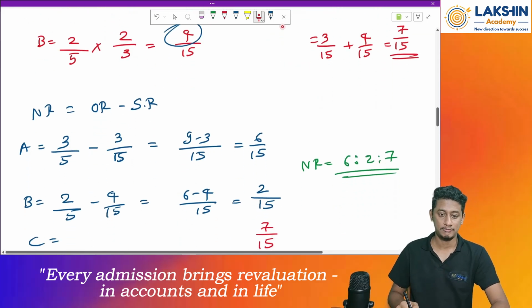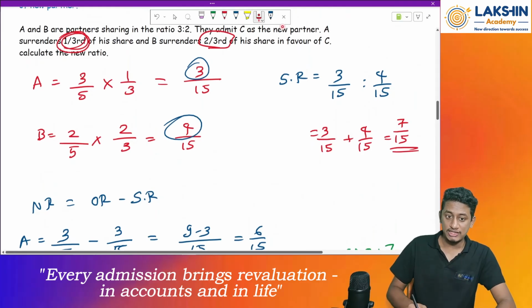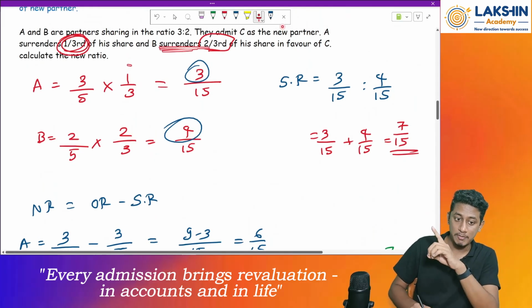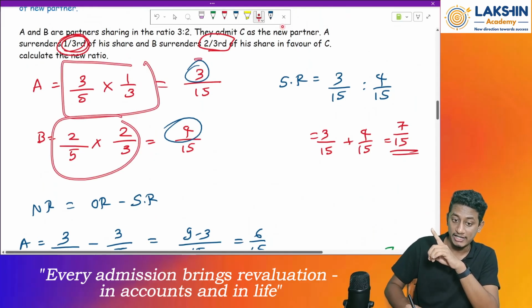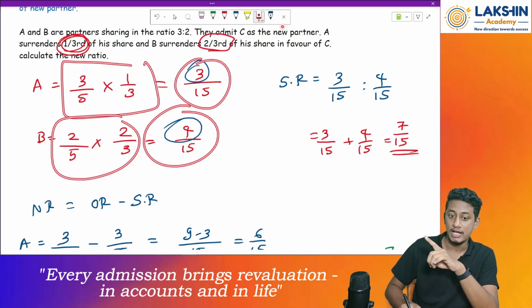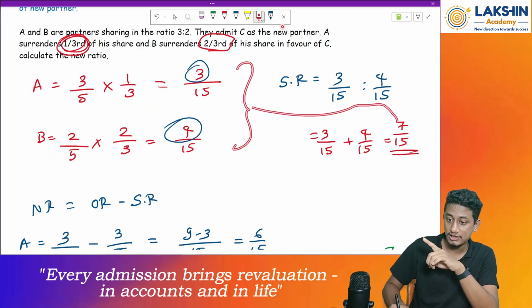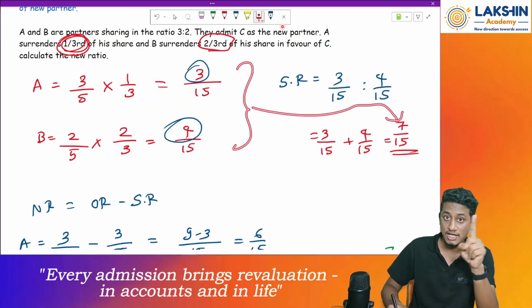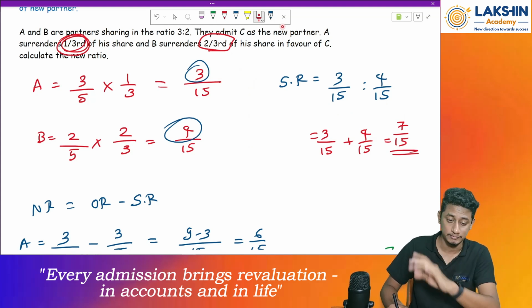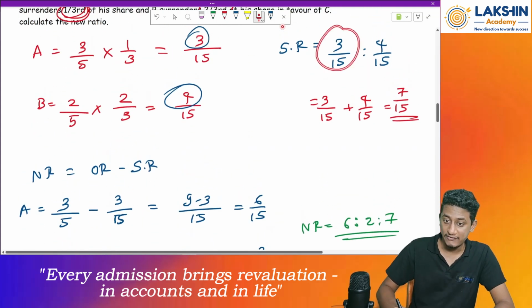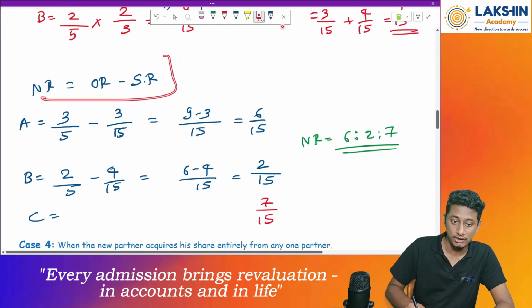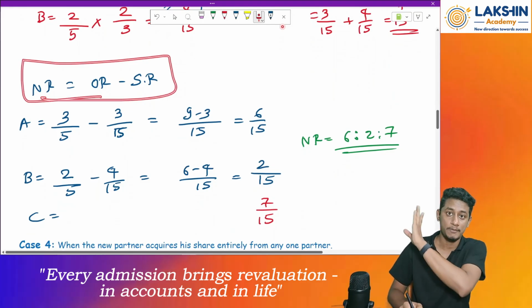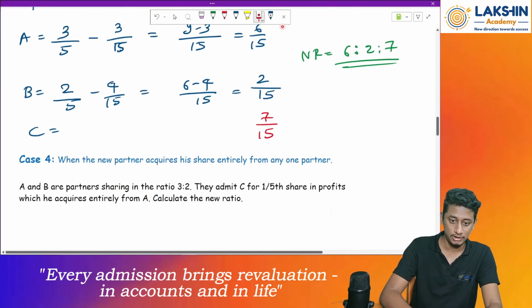Remember this. Clear? Okay. So whenever you see the word surrender, remember this. This is the additional step you need to do to find out the sacrifice ratio. If you add the sacrifice ratios, you will get the share of the new partner in the new firm. Fine. And this sacrifice ratio needs to be used to find out the new ratio using this particular formula. Clear? Okay. Now going ahead.